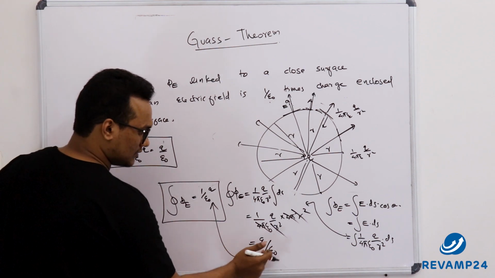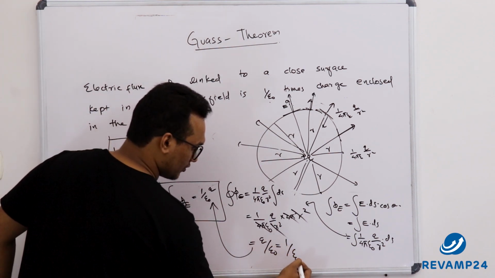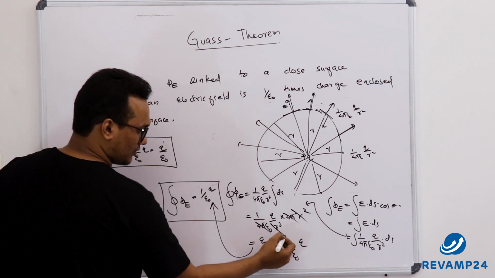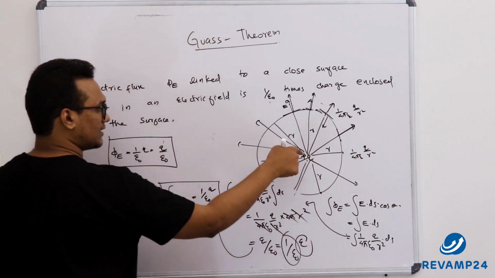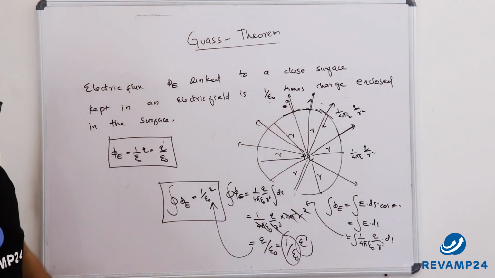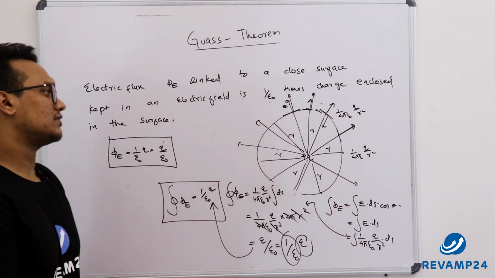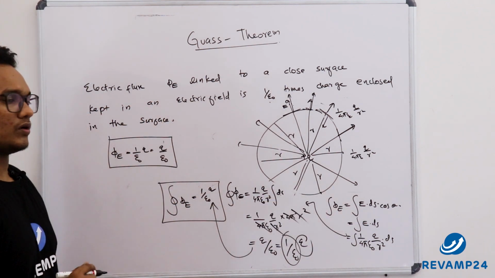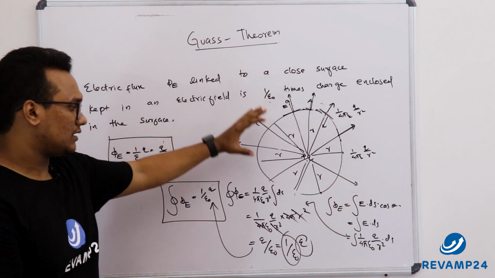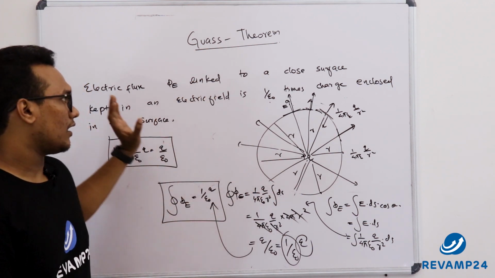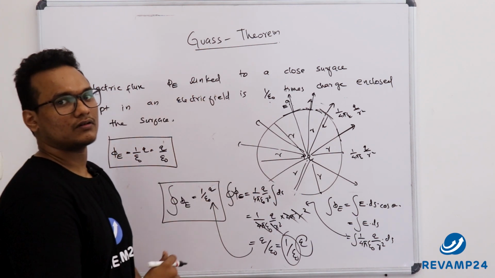See, this can be written as 1 by epsilon 0 into q, where this is a constant and q is the charge enclosed by the Gaussian surface. I can name it the Gaussian surface. This is very, very important, and the applications will come. So learn the proof and also the definition. It may be asked for 3 marks.